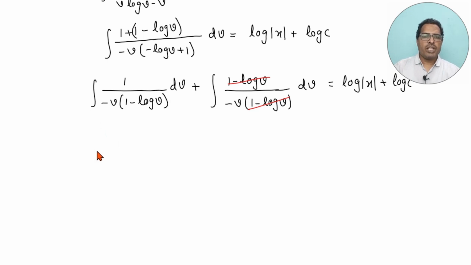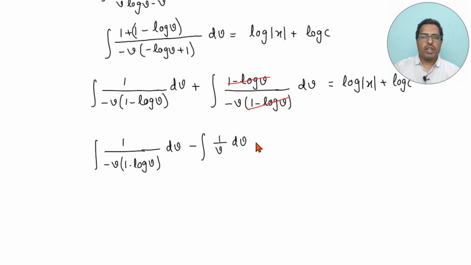So we can rewrite this as integral of 1 by minus v times of 1 minus log of v times of dv. Over here minus sign you can take outside, minus into plus will become minus, integral of 1 by v into dv, that is nothing but log of mod x plus log of c. So let us use the substitution over here.